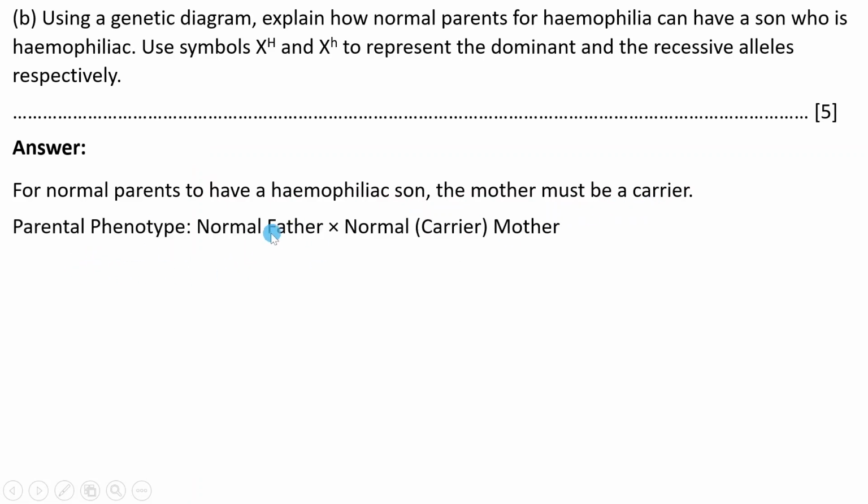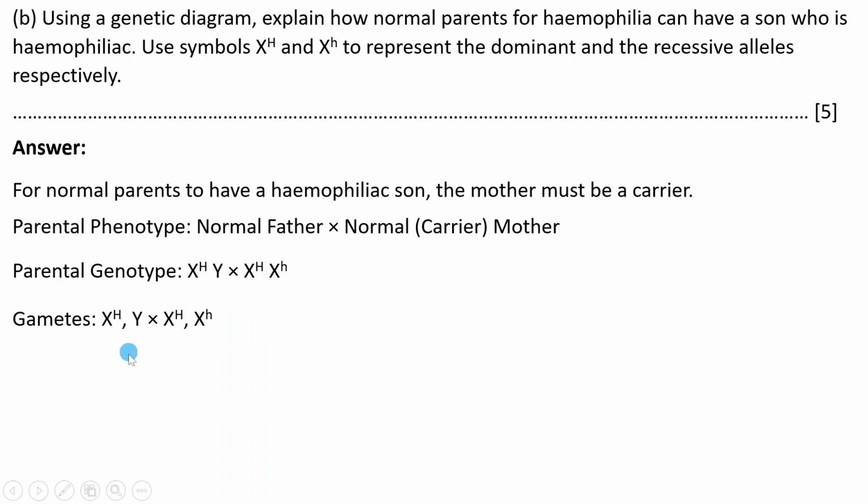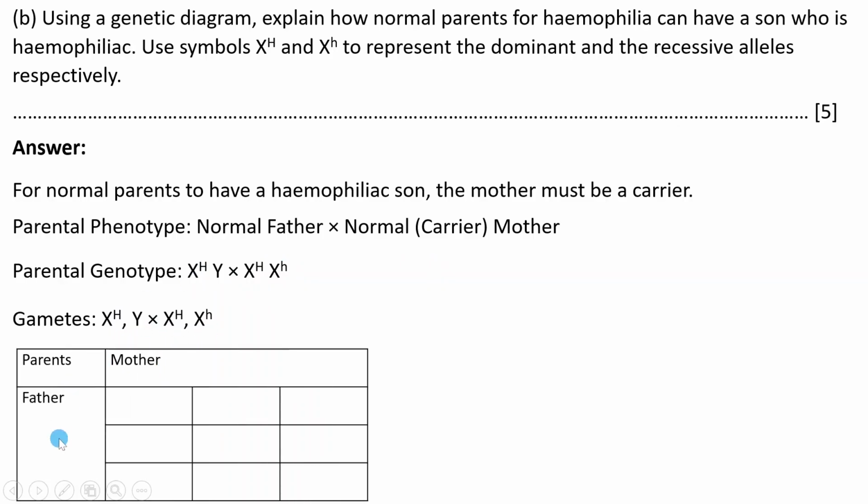So the phenotypes are: father normal, mother normal carrier. Then the genotypes: the father who is normal will have this, and the mother who is a carrier will have this and that. Then the gametes in the Punnett square: the father will have this, the mother will have this and that, and this is how they contribute.